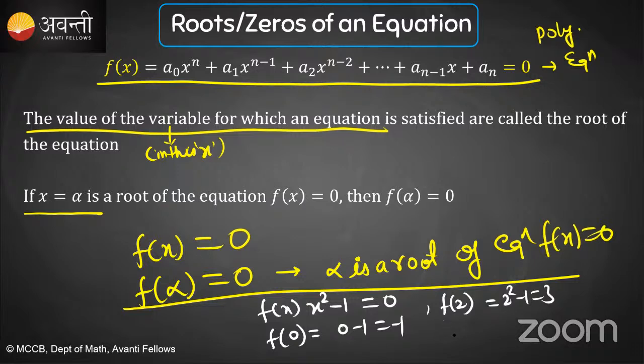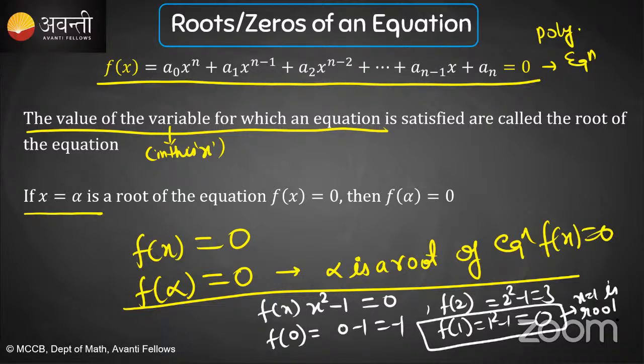So if I put x equal to 1, it becomes 1 square minus 1. Now it is becoming 0, right? So what will you say? x equal to 1 is a root, right? Is it clear? So the value of your variable for which your equation is becoming 0. Clear? Is it clear?